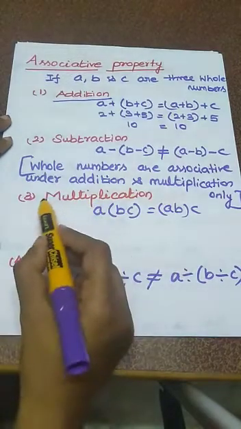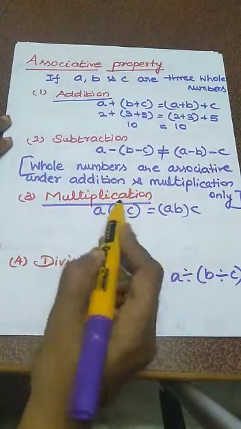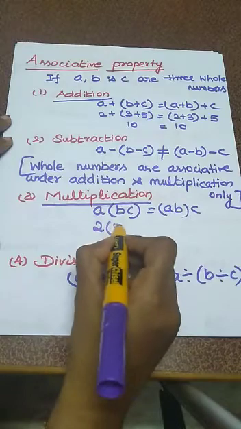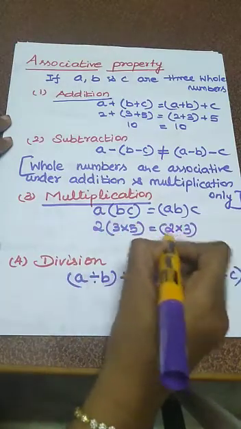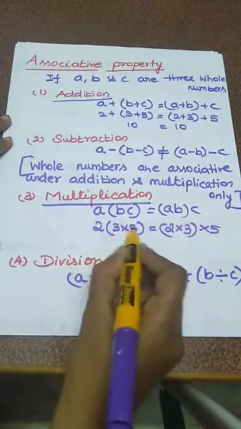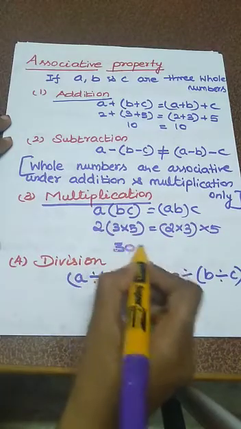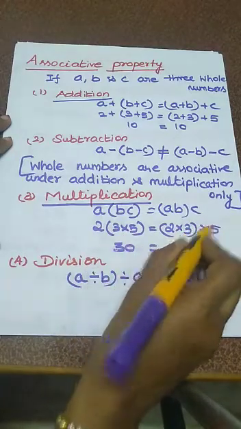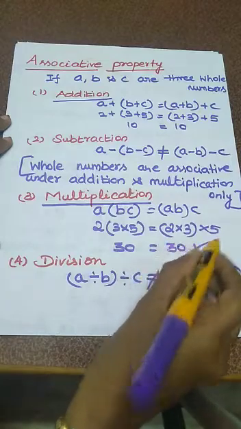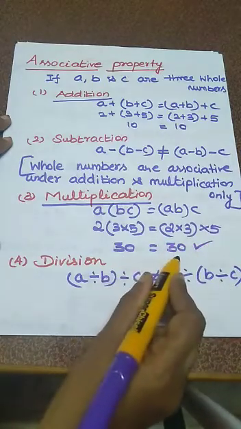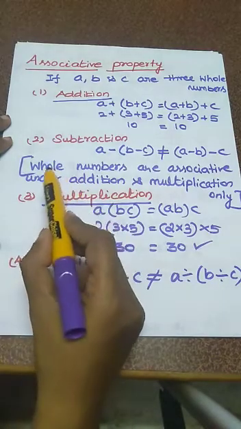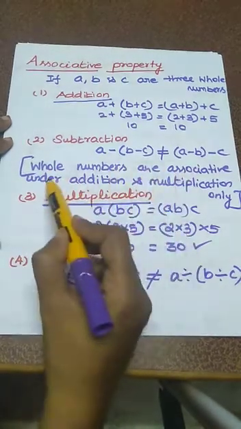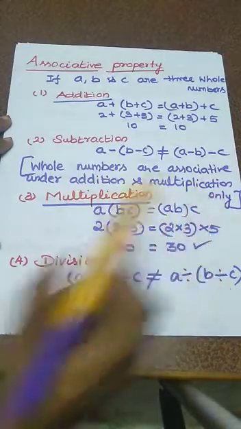How can we apply for multiplication? Take three values again. 2 of 3 into 5 is equal to 2 into 3 into 5. 3 5s are 15. 15 2s are 30. 2 3s are 6. 6 5s are 30. So associative property is true in multiplication. It is not true in division. So finally we have to write whole numbers are associative under addition and multiplication only.